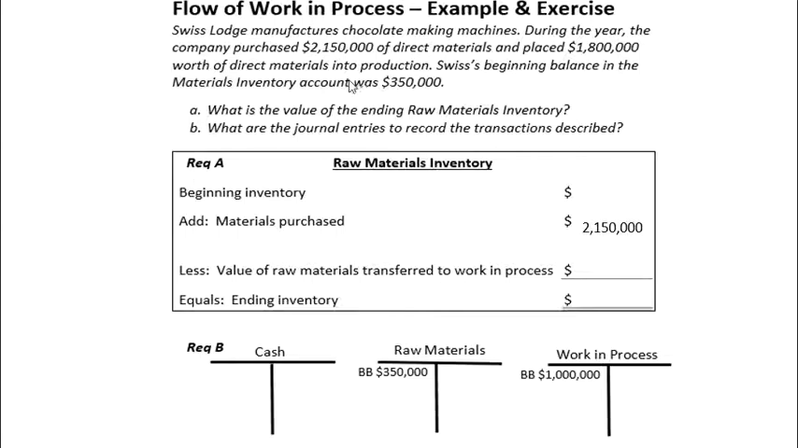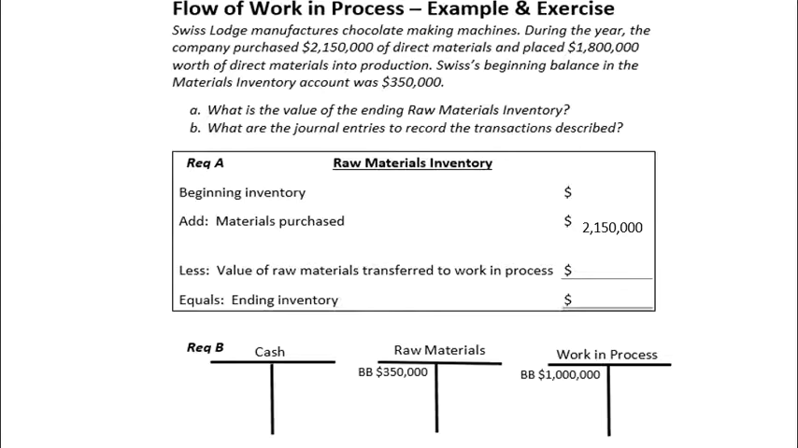Okay, we're going to start out with the fact that we had purchased $2,150,000 of direct materials. So if we use our inventory formula, beginning inventory plus input minus output equals ending inventory, we insert the $2,150,000 into the input because that is the materials that we purchased. So that's added to inventory.